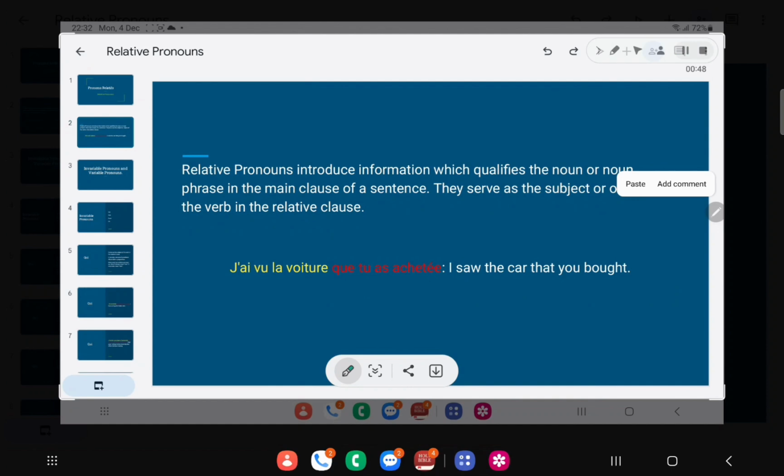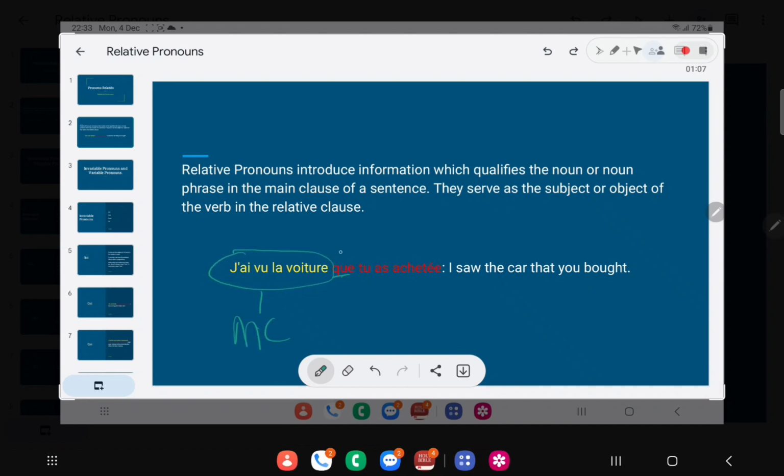J'ai vu la voiture que tu as achetée. I saw the car that you bought. So in this sentence, we have the relative pronoun que. We have the main clause, and then we have the relative clause. So this is the main clause, good and fine.